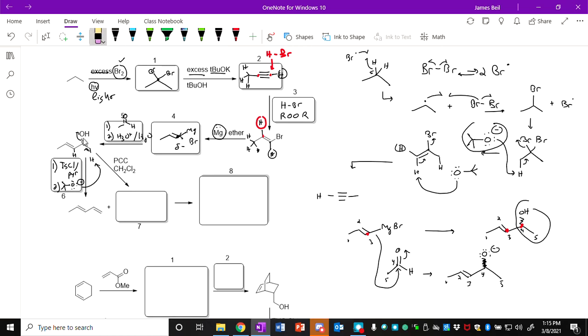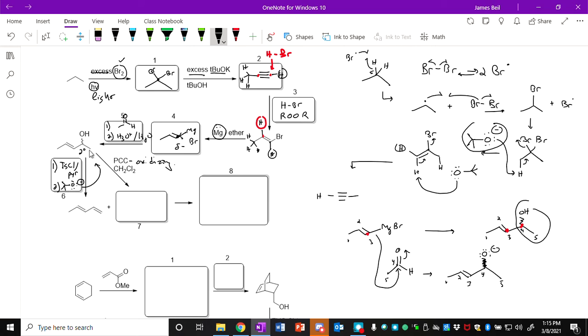If I use PCC on this compound, PCC is an oxidizing agent, so it should oxidize primary alcohols to aldehydes and secondary alcohols, which is what I have here, to ketones.